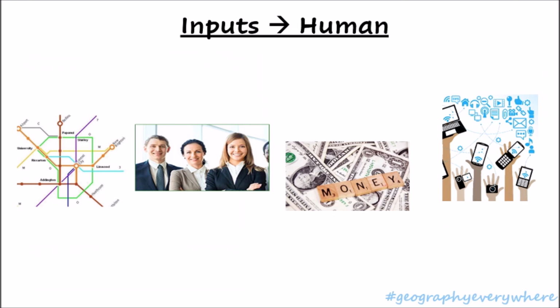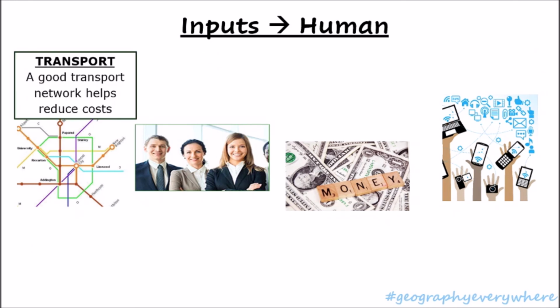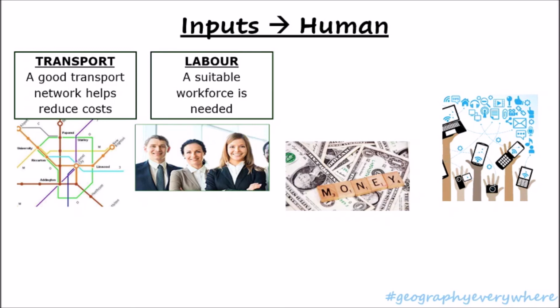So there are also some inputs that are human. First one is transport. Obviously, any industry needs to sell its products and also get its raw materials. So a good transport network helps to reduce the costs. If you're far away from your raw materials, it's going to increase the cost of the final product. Labor, labor is just another word for the people who work. A suitable workforce is needed when you have an industry.